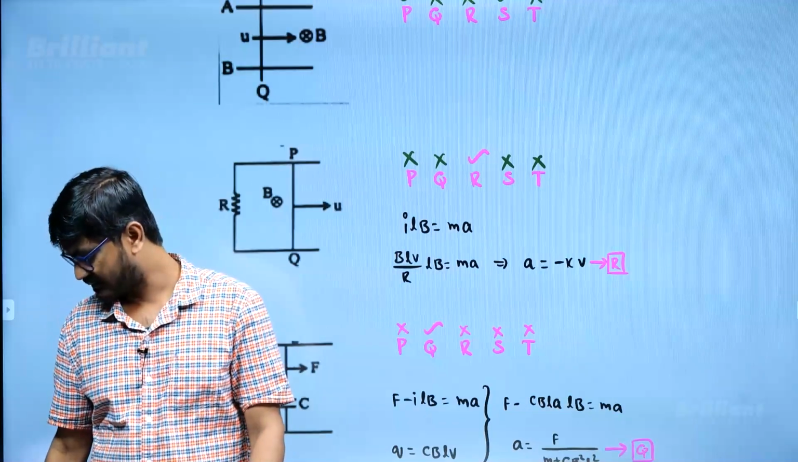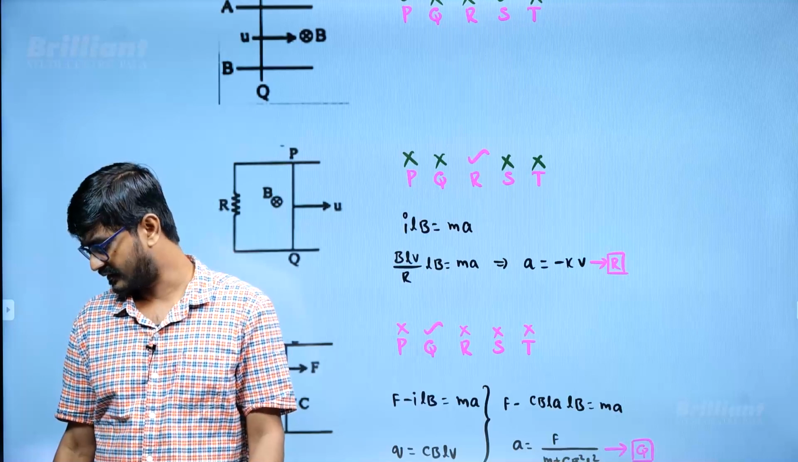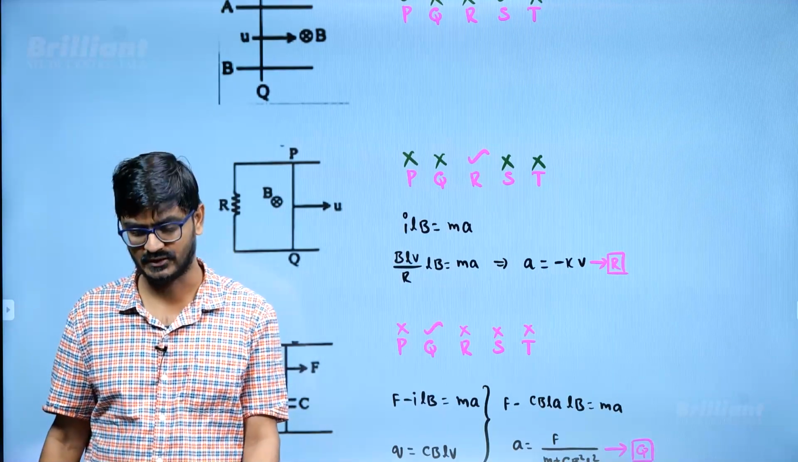Now going to the third option. Yeah, Q and R are related things. Velocity of the rod after a long time is non-zero constant. No, it is zero. It is not performing SHM.